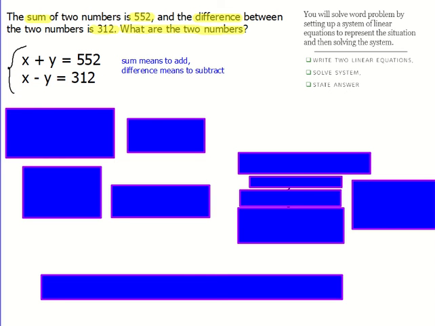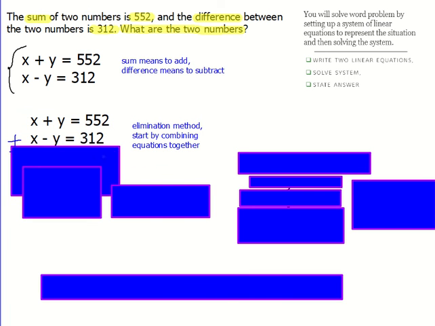So now you have to pick, do you want to use elimination or substitution to solve the system? For this example, I'm going to use elimination. So when you use elimination, your first step is to combine the equations together. So I'm going to write them down, lined up on top of each other, and combine them together. So remember, you look at your constants. They're both positive, so you're going to add 552 plus 312.